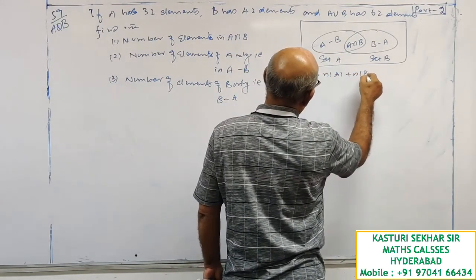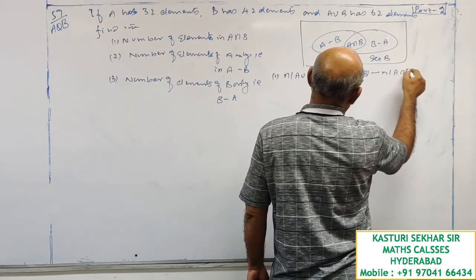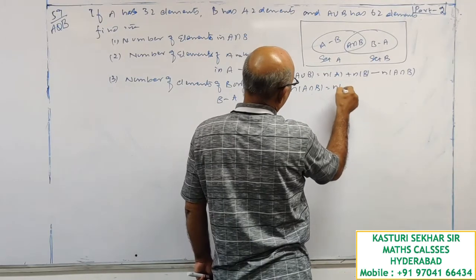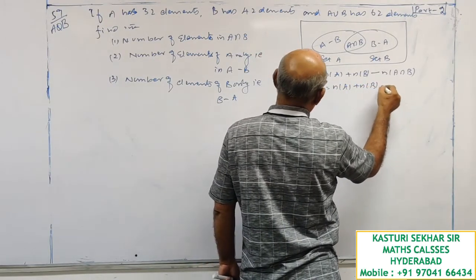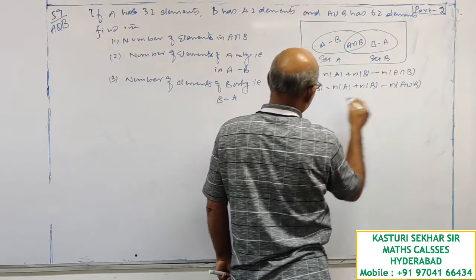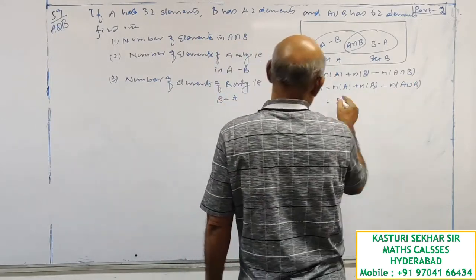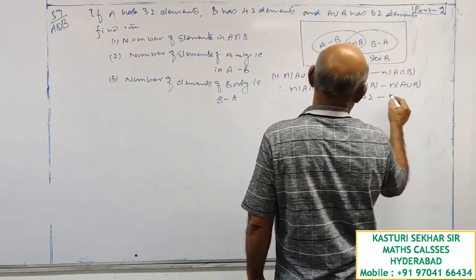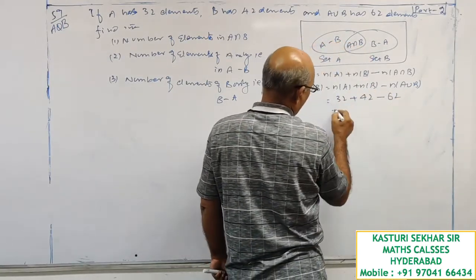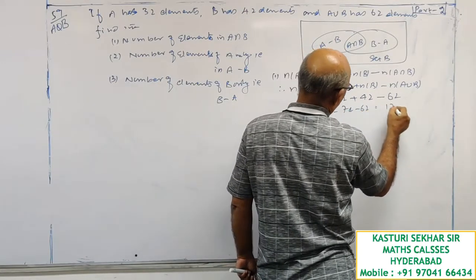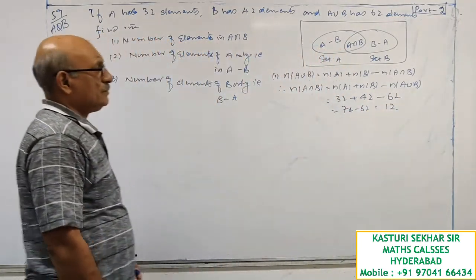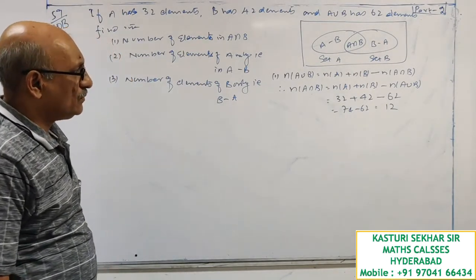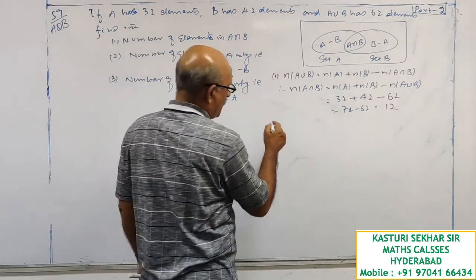This is n of A plus n of B minus n of A intersection B. Therefore, n of A intersection B is n of A plus n of B minus n of A union B. n of A 32, n of B 42, minus 62. So this is 74 minus 62, 12 elements. n of A intersection B is equal to 12.